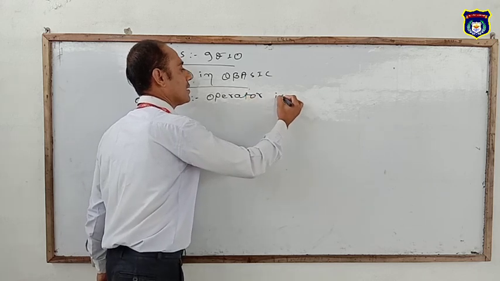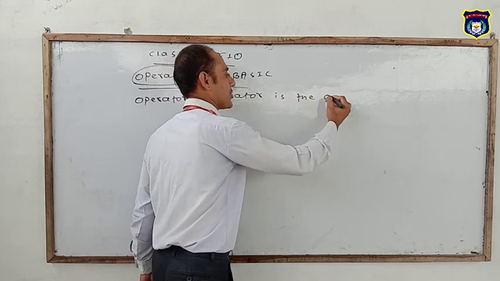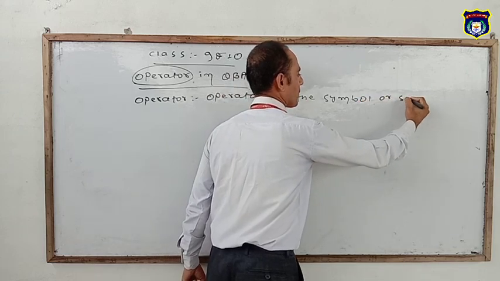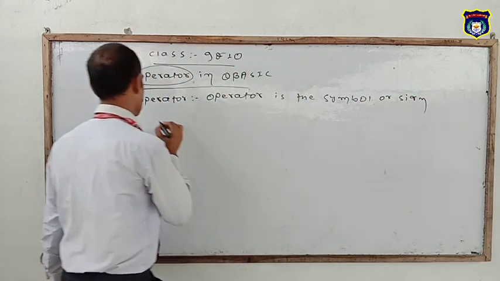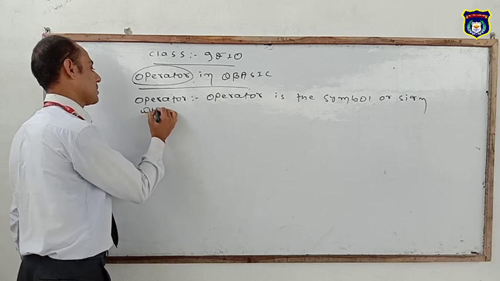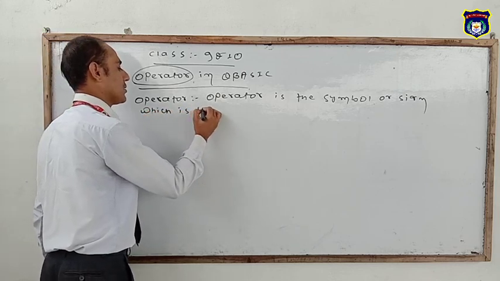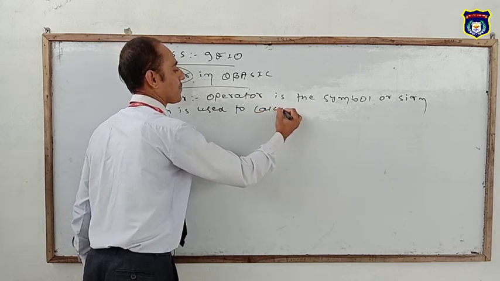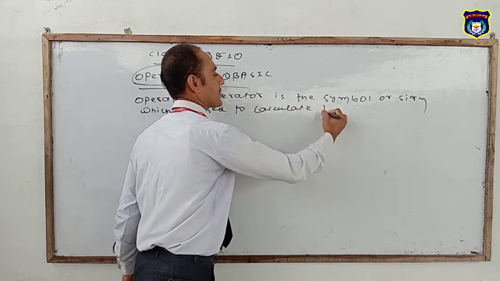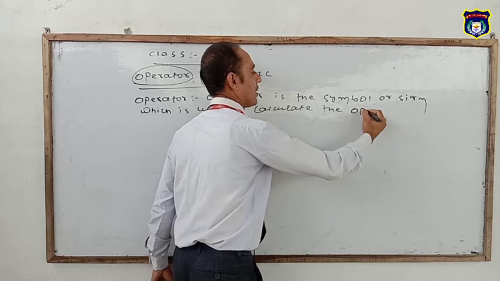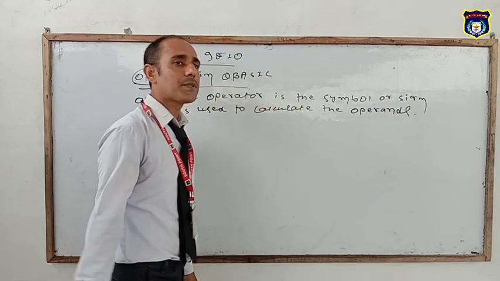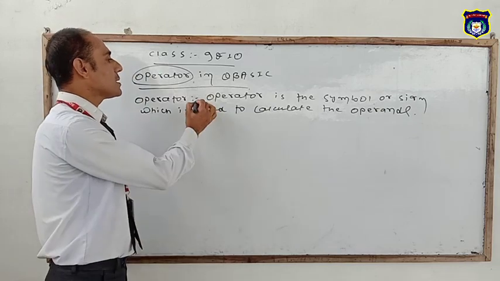Operator: a symbol or sign which is used to calculate the operands. We see the definition of the operator. Especially, it is a symbol or sign.